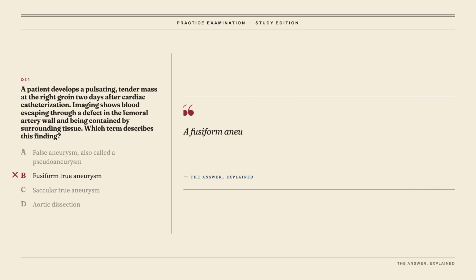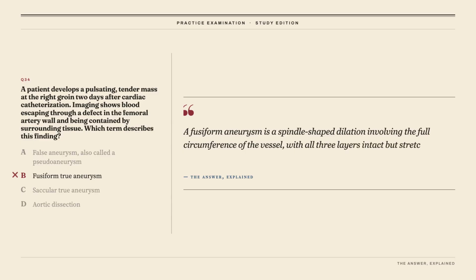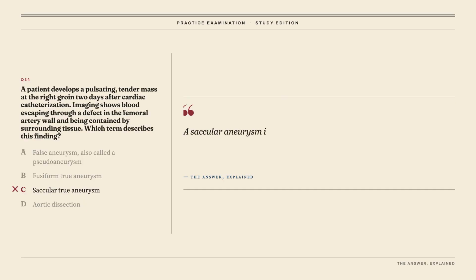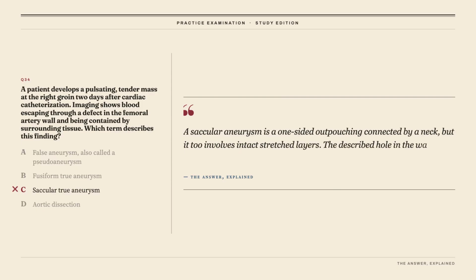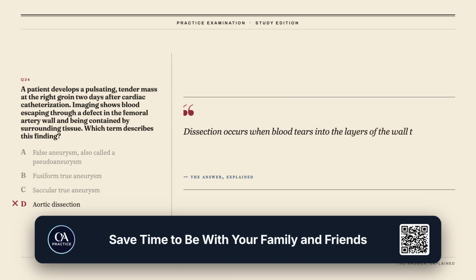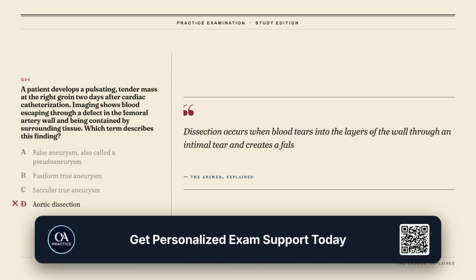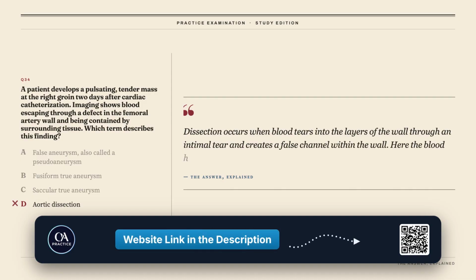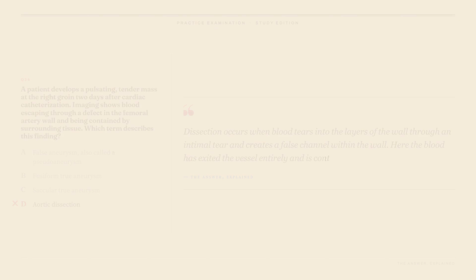B is wrong because a fusiform aneurysm is a spindle-shaped dilation involving the full circumference of the vessel, with all 3 layers intact but stretched. There is no wall defect in a true aneurysm. C is wrong because a saccular aneurysm is a one-sided outpouching connected by a neck, but it too involves intact stretched layers. The described hole in the wall rules out a true aneurysm of either shape. D is wrong because dissection occurs when blood tears into the layers of the wall through an intimal tear and creates a false channel within the wall. Here the blood has exited the vessel entirely and is contained outside it.